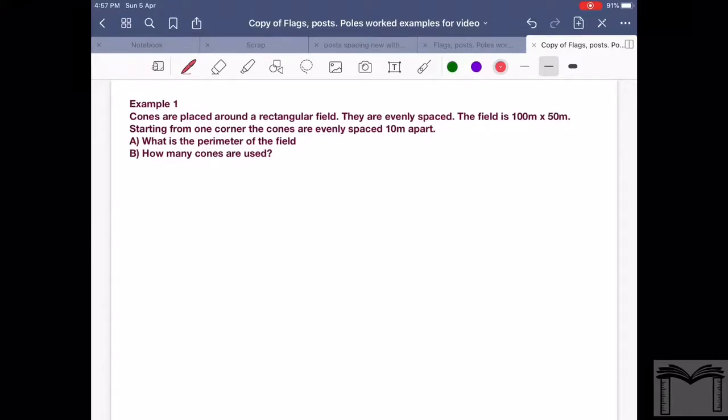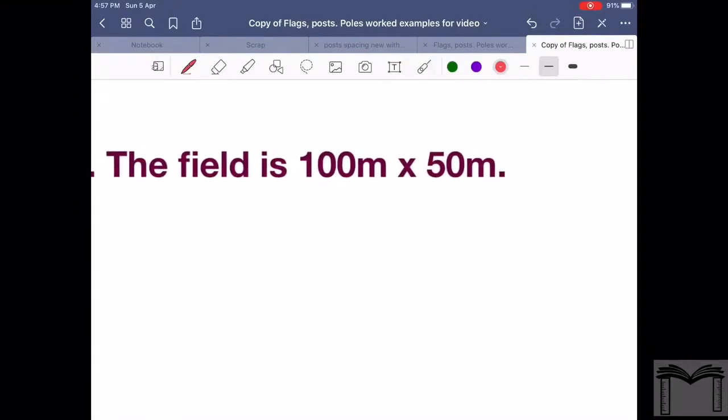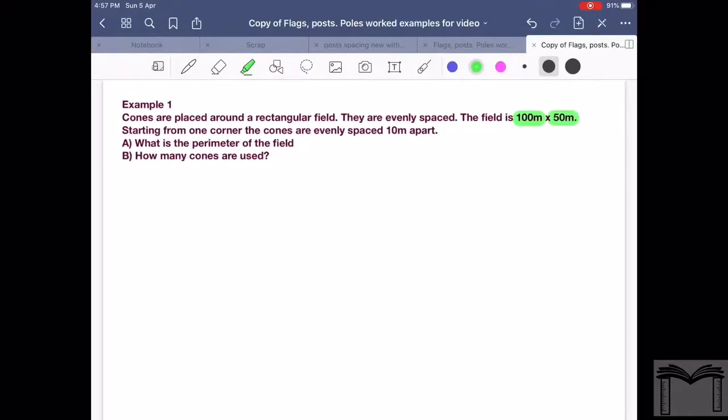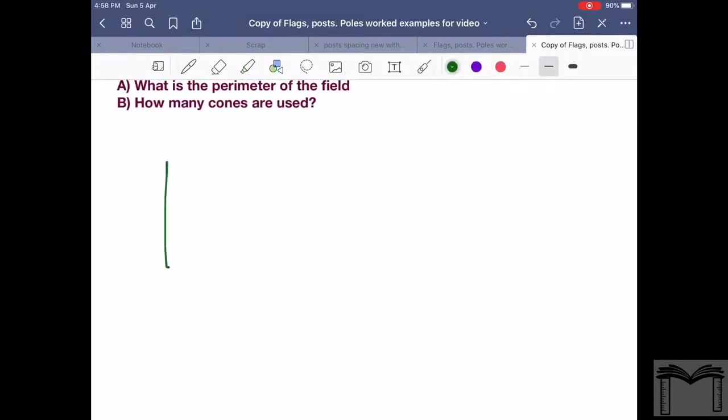So it's good for us to note that the field being 100 meters by 50 meters means that the length is 100 meters and the width is 50 meters. And the second thing we should note is that some questions may not give you this first part or this hint where we must first find the perimeter. We may only be given part B, how many cones are used. We will now find the perimeter of the field.